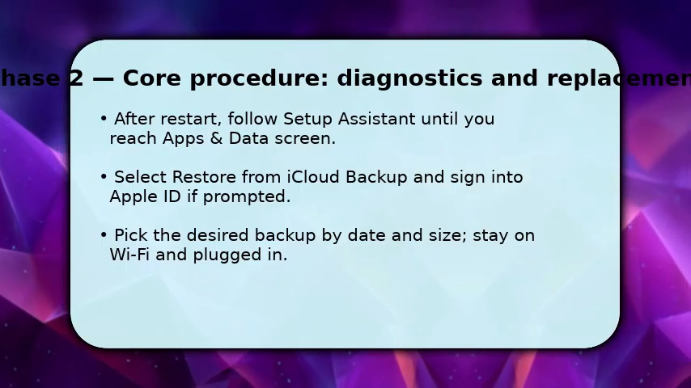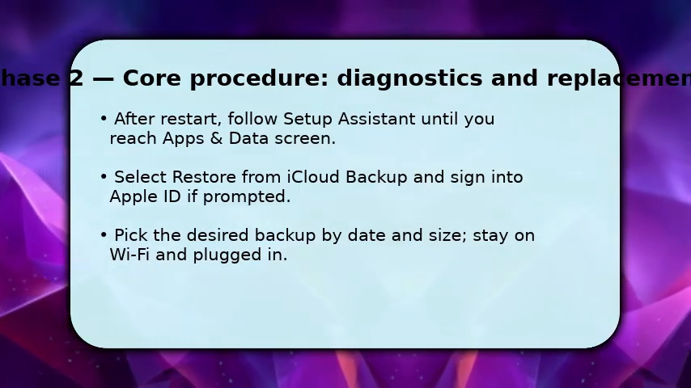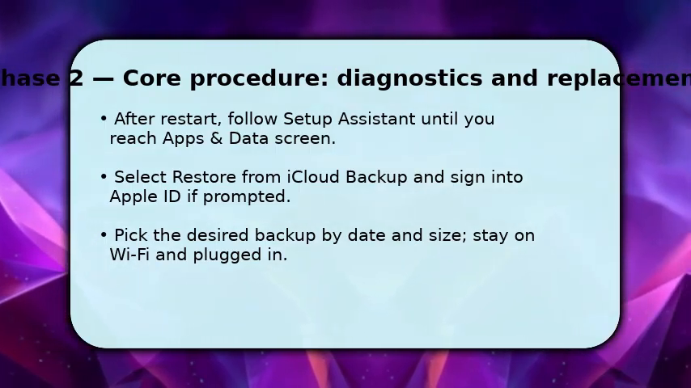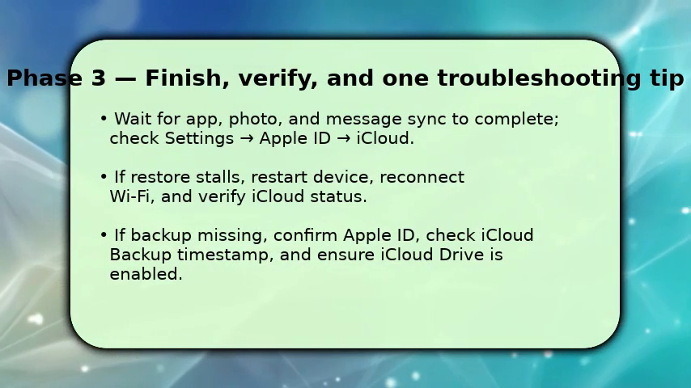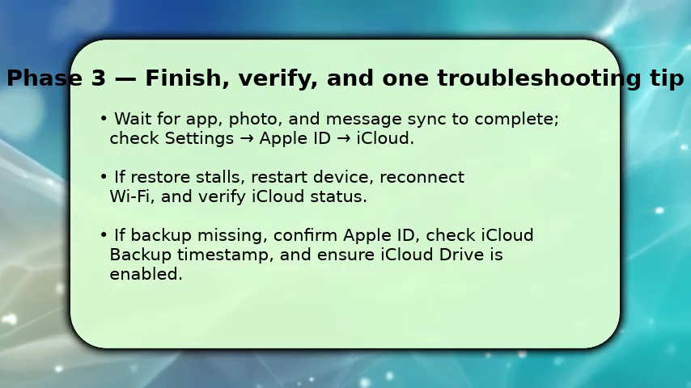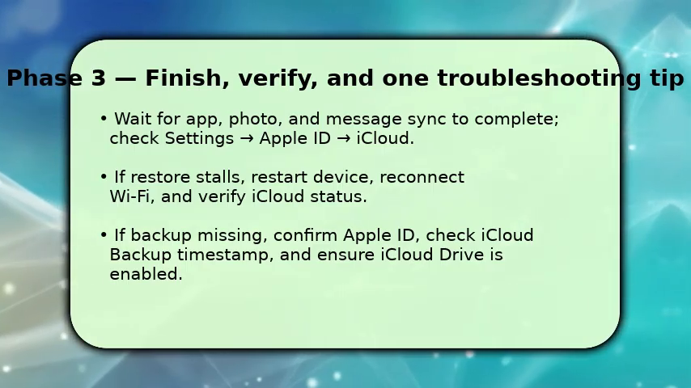The system restores settings first, then apps and media. You'll see a progress bar, and some content continues downloading after the home screen appears. Once the restore completes, sign into any apps that require passwords and allow background downloads to finish. You may notice photos and messages appear gradually.